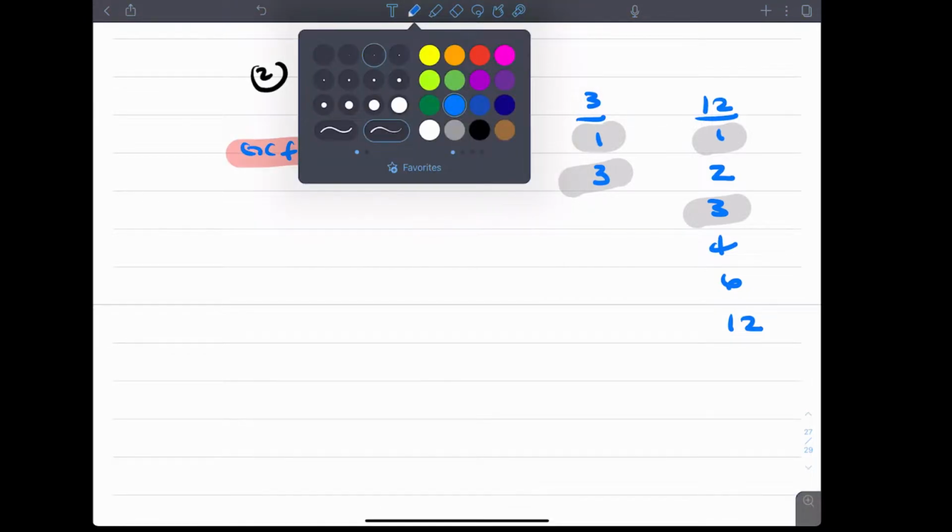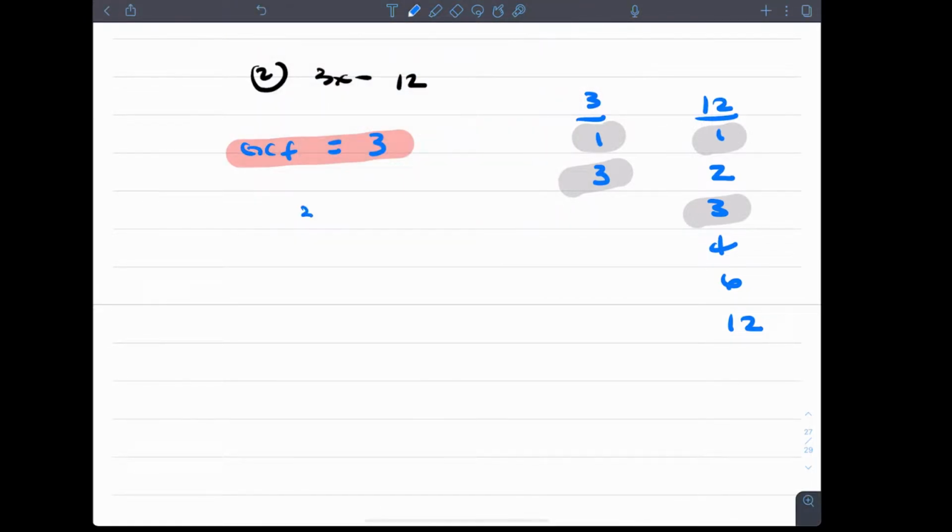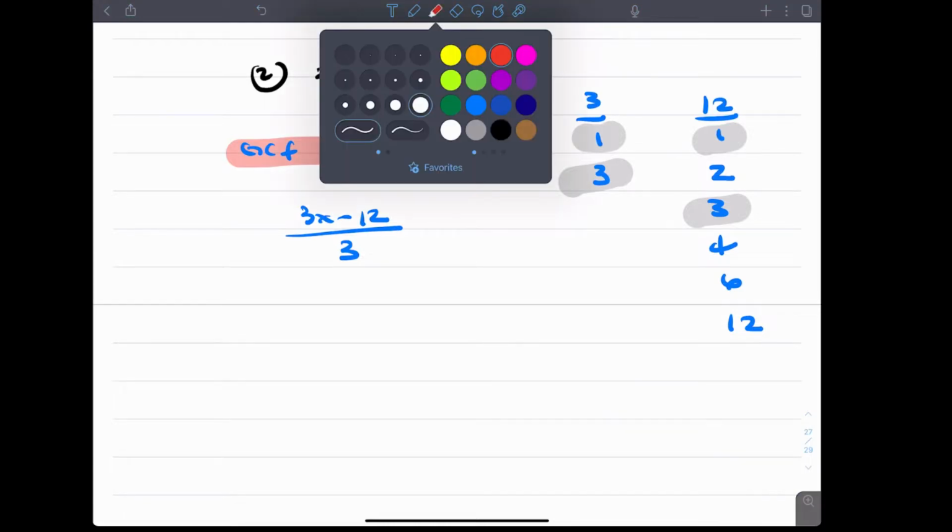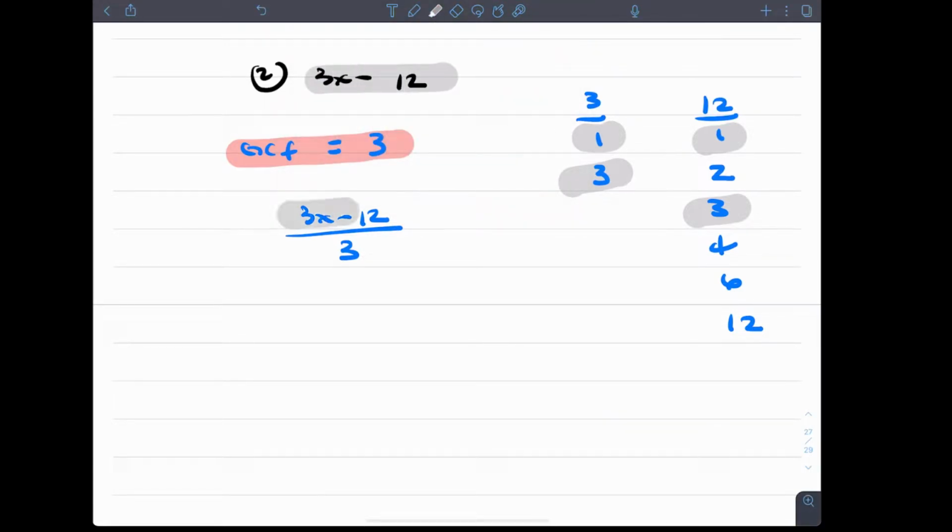And then what do you guys do with this, right? You take the 3x minus 12. You divide by 3. You take the original expression because you're trying to find the what? The quotient. Quotient is to divide. So you divide both terms by the greatest common factor, and what do you guys end up with? This is x minus what? Minus 4.